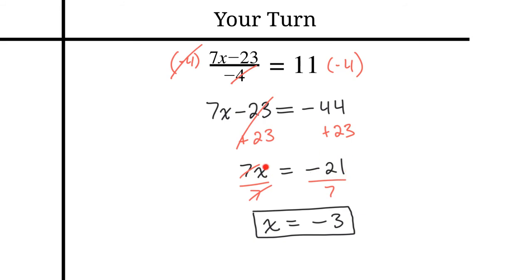And to get x on its own, since x is being multiplied by 7, we need to divide by 7. We're dividing both sides of the equation by 7. So x is equal to -3.